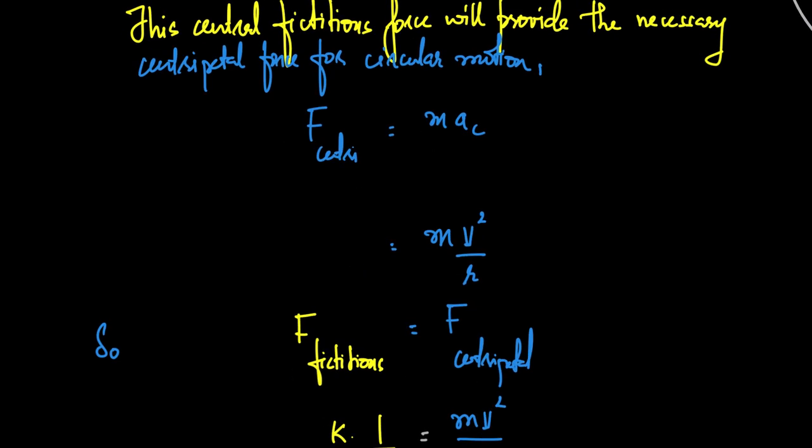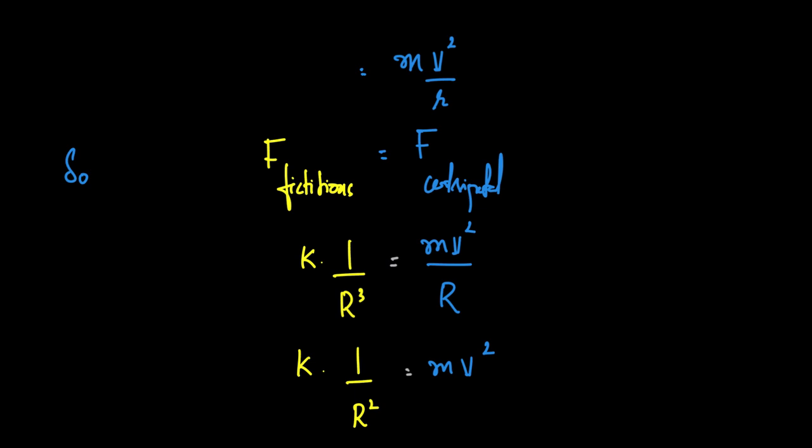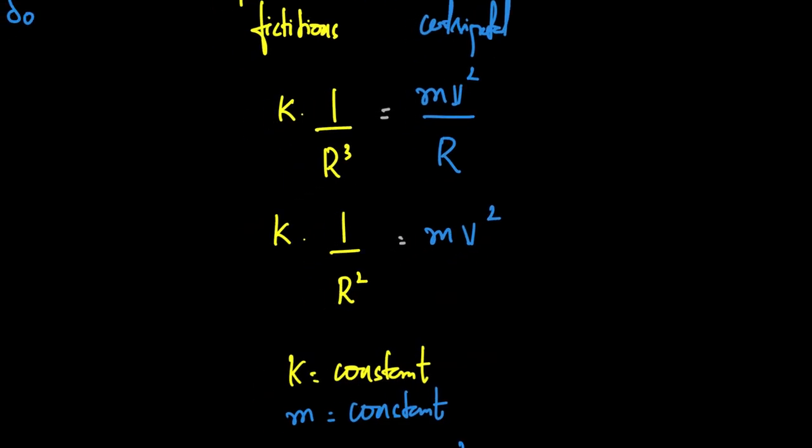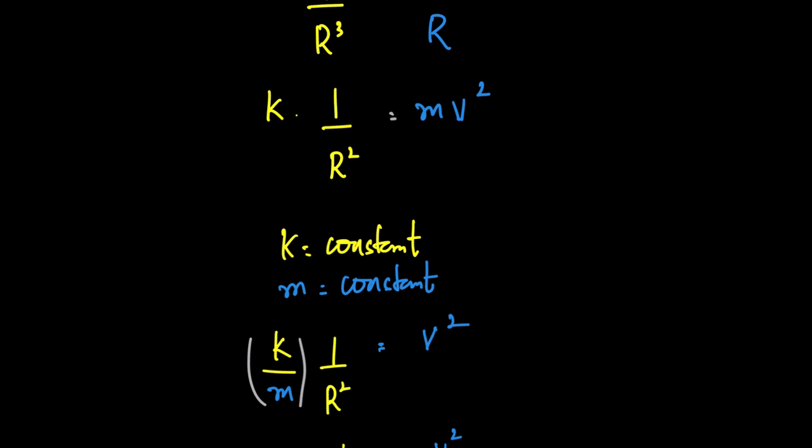So we know that F centripetal is equal to m times the centripetal acceleration, which is v squared by r. F centripetal is mv squared by r. And in this question, the fictitious force is acting as the centripetal force, which is k by r cube acting as mv squared by r. So r cube by r is r square. Everything else remains as it is. K here is a constant. M here is a constant.